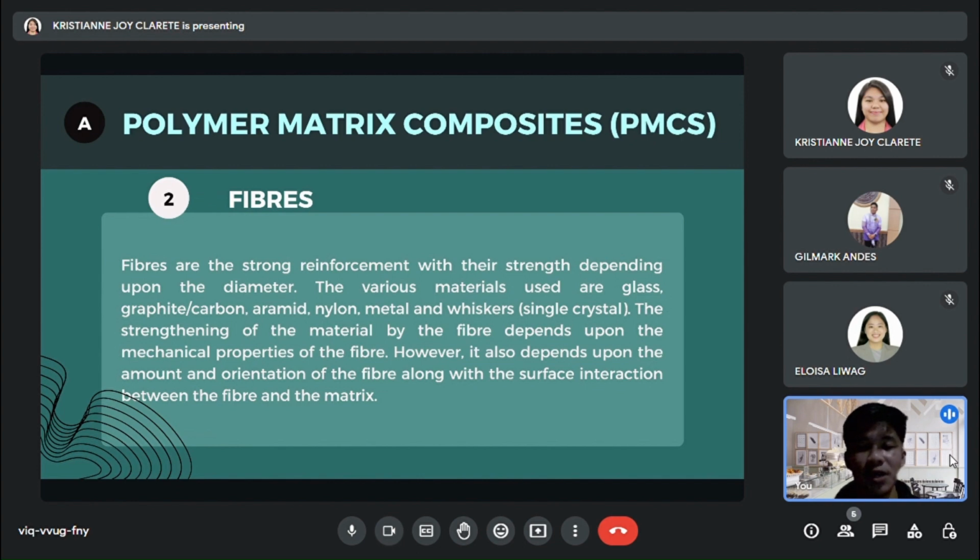So the reinforcement fibers have their highest mechanical properties along their lengths rather than their widths. Thus, the reinforcing fibers may be arranged and oriented in different forms and directions to provide different physical properties and advantages based on the applications. Let's move to the next slides.